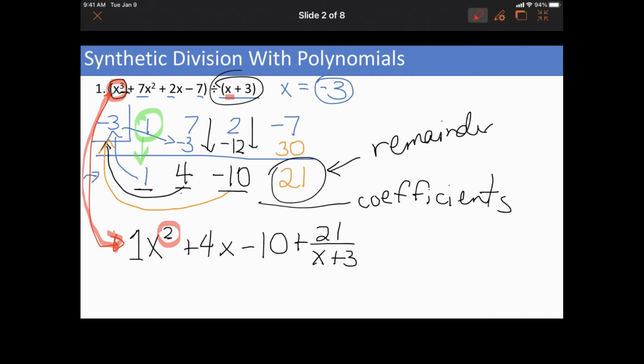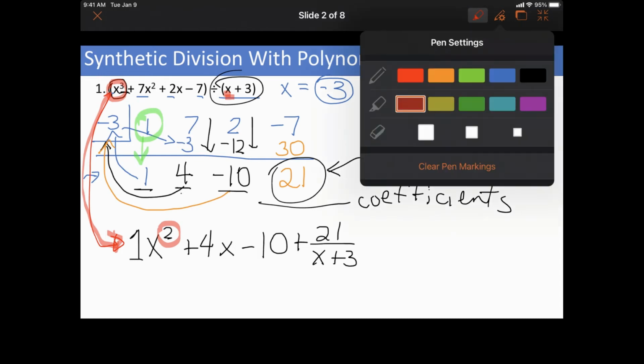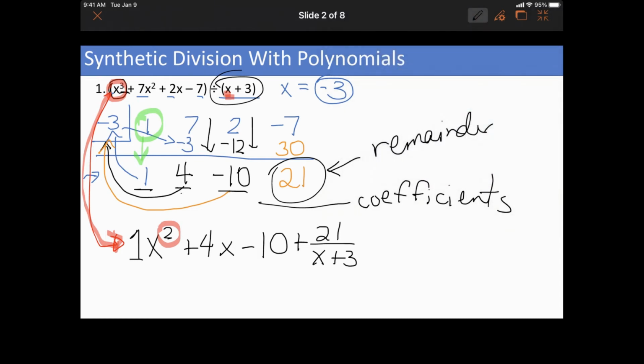So this is synthetic division. We would only use it if it was x, not x squared or x to the 2nd, just x. All right, and then they decrease your degrees. So this is x squared, so this is x, and then no x, and then remainder here. And then these numbers in front are the coefficients of whatever your variables are. Okay. Let's try another one.